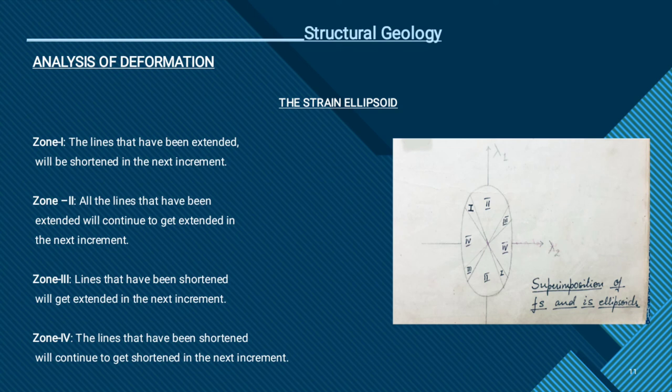The lines in zone 3 have been shortened, but in the next increment they will get extended. So these are the superposition of the finite strain and incremental strain. It shows how the sphere's dimensions will change on application of incremental strain.